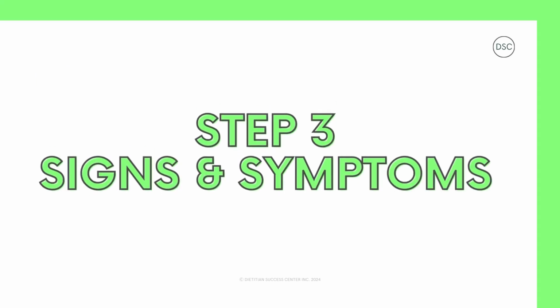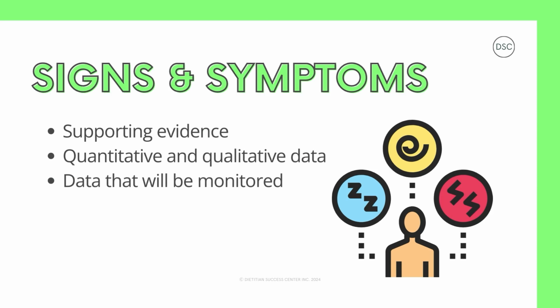Next, the signs and symptoms. Remember from the beginning of the video, this is where we have to provide proof that a nutrition problem exists. It helps to provide quantitative and qualitative data to support the problem. And it's what we will monitor to follow up with our client. You can list multiple signs and symptoms, and they do not require standardized terminology.